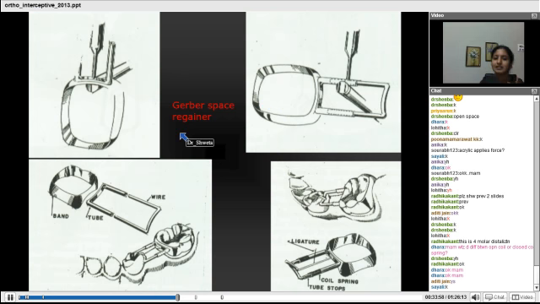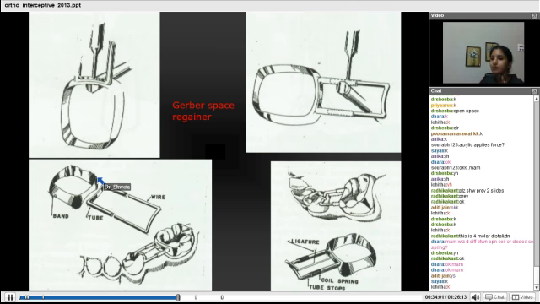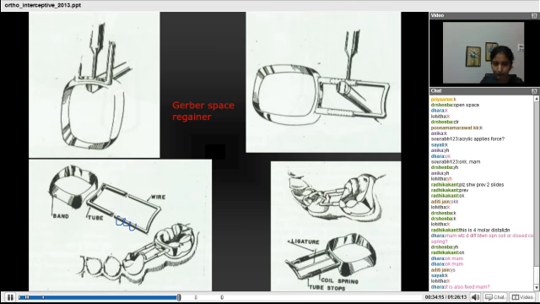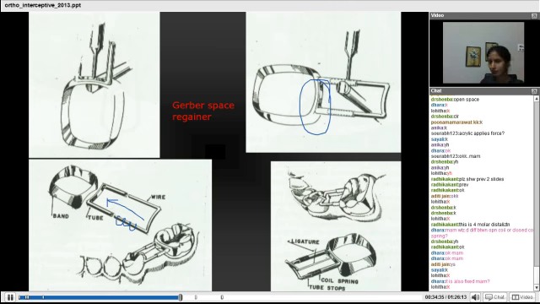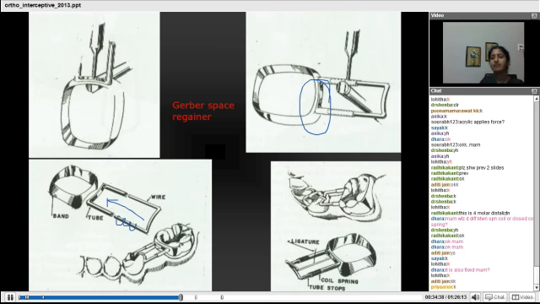Next is the Gerber space regainer. Now the Gerber space regainer is a little different. This is a tube, this is your wire, and in the wire they put the open coil spring. Again, in this you are using the open coil spring only. Then this wire goes into the tube and the tube gets fixed onto the band. This is also fixed. Both open coil and Gerbers are fixed appliances, and all those four, slingshot, saddle, screw and palatal spring, are removable. So 4 are removable and 2 are fixed.